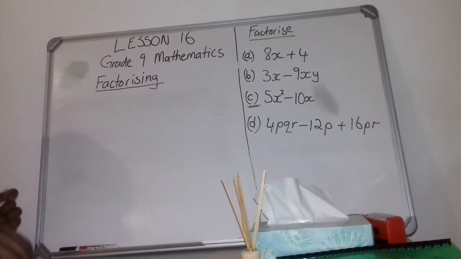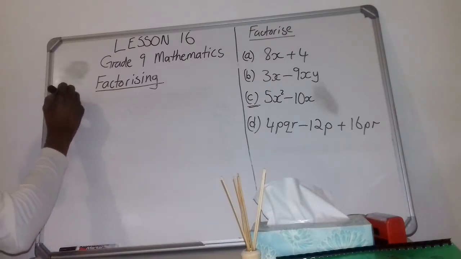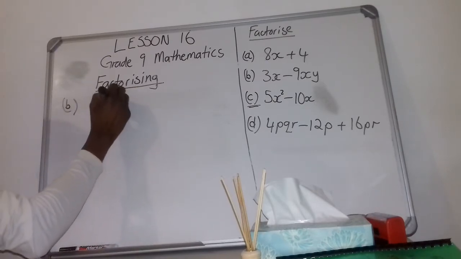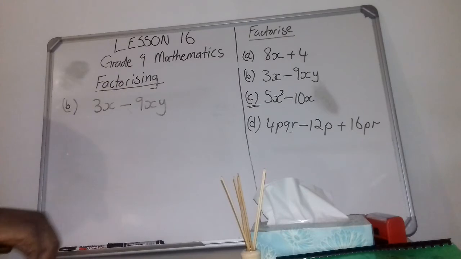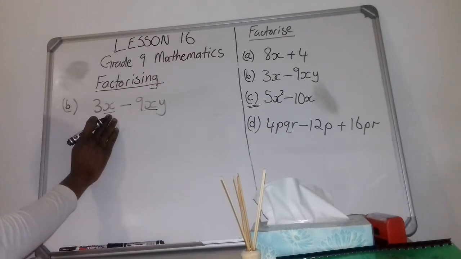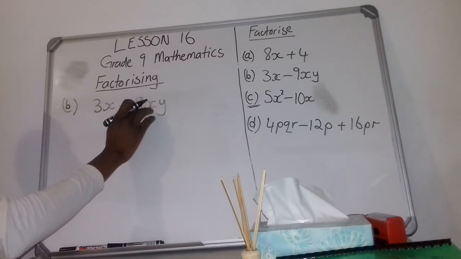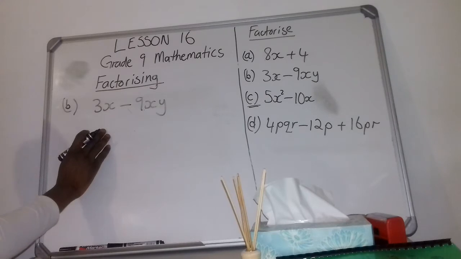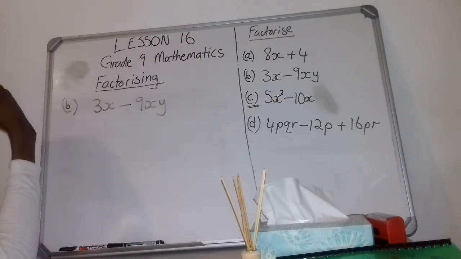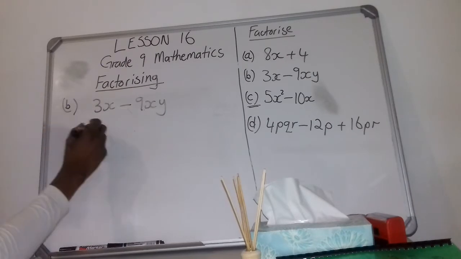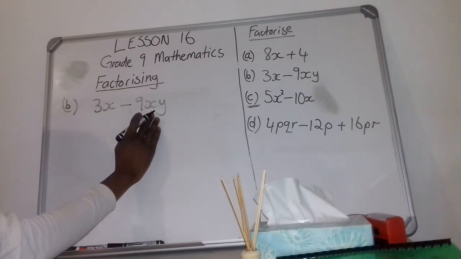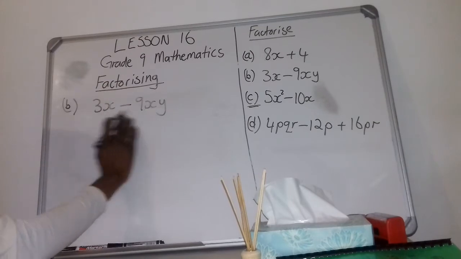B part. So the B part, we are given 3x minus 9xy. Okay, we want to factorize that. So as you can see, all the terms have an x, but this one has no y. So meaning that our highest common factor is going to have an x, but not a y. What about the numbers? 3 can go into 9, so it goes in 3 times, so the highest common factor of 3 and 9 is 3. So we're going to divide each term by 3x. So 3x is the highest common factor of these two terms.